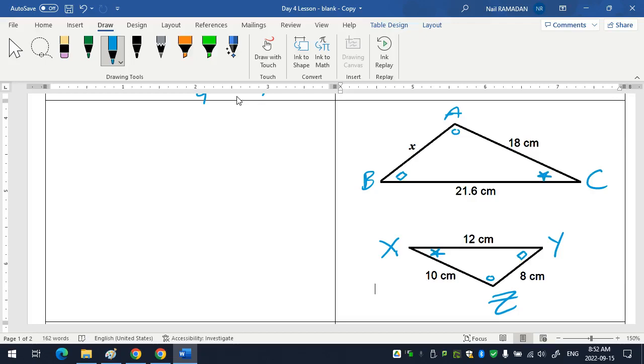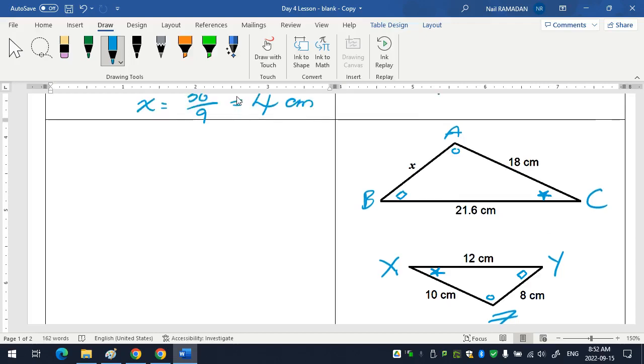Let's do the similarity statement. Triangle, and this time I'm going to start with X, Y, Z. Triangle XYZ corresponds to triangle. Let's see. X is a star, so it goes with C. Bigger C. What do we go next? Y is square or diamond, B, perfect. And obviously the last one is A, CBA.